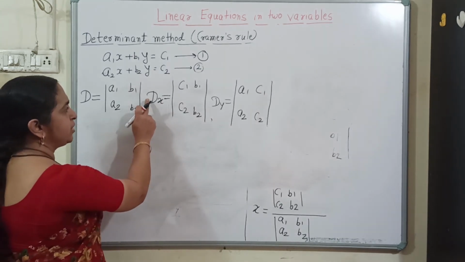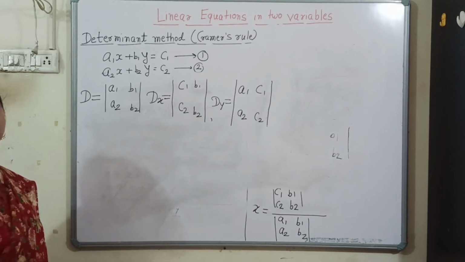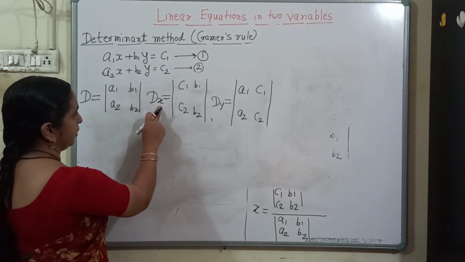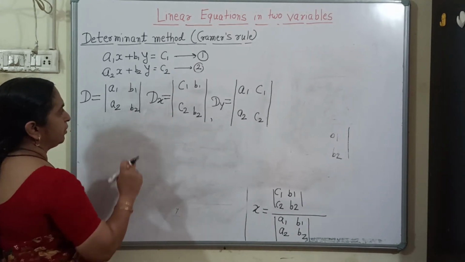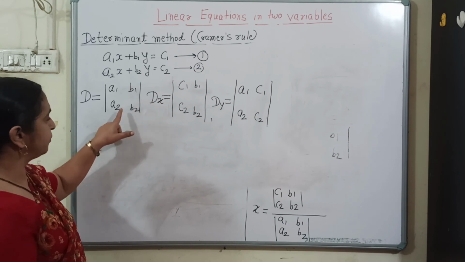Second determinant is dx. Why here we write x? Because our first variable is x and hence here we write dx. Here also you can observe that x is our first variable. We write dx from D.